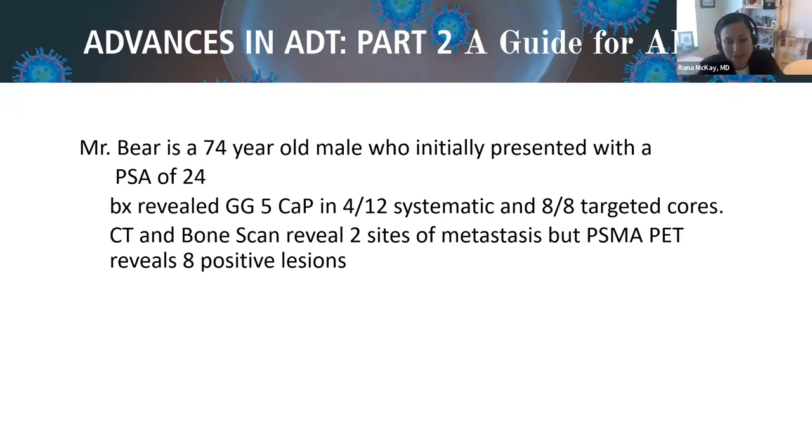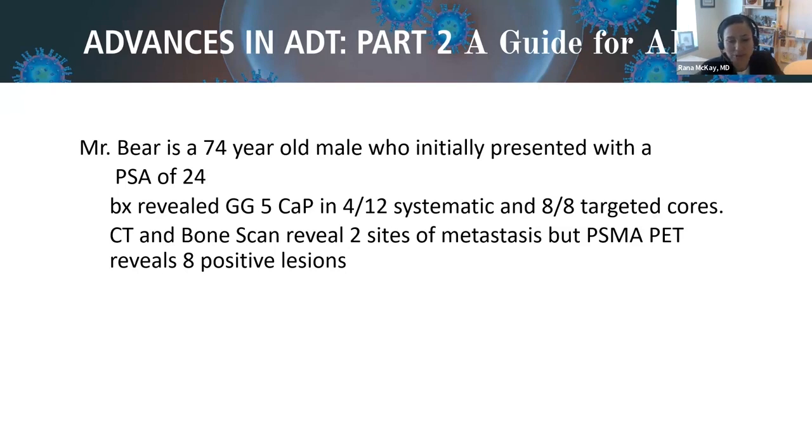I'm more than happy to take this one. So the definition of high and low volume disease is based off of conventional imaging. It's not based off of PSMA PET imaging. It hasn't really been validated in that context. So if somebody's got 2 sites of metastases on bone scan and that's it, even though they may have more on PSMA PET, technically they're low volume.